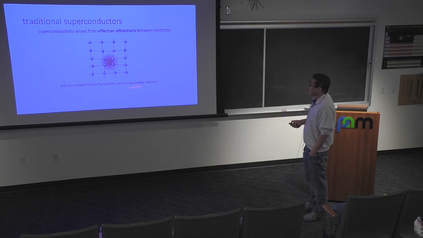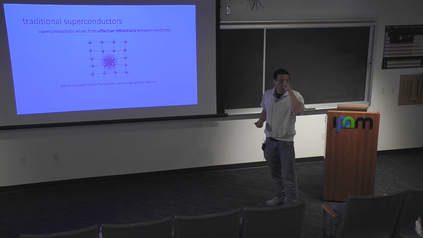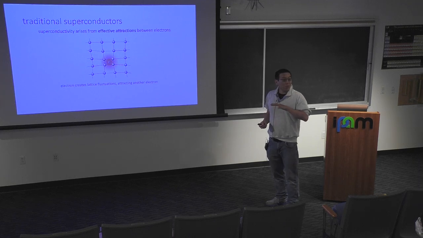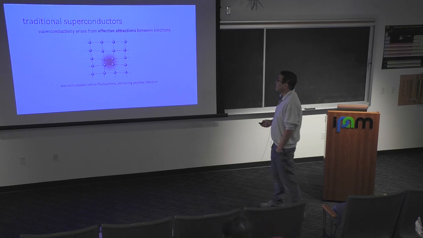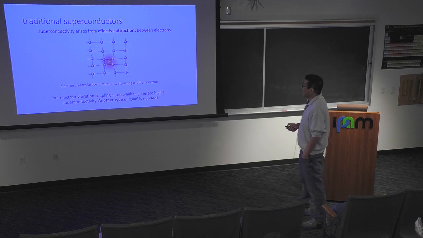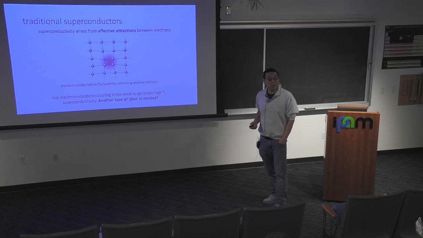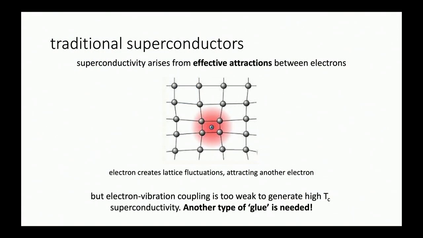So this picture all works very well, and it can generate an effective attraction, but it's a very weak attraction, and so it doesn't survive thermal fluctuations beyond a very low temperature. And so that's the basic problem with the high-temperature superconducting materials. Although we know there should be some kind of effective attraction generating this phenomenon, it's clear that at least this type of electron-phonon or electron-vibration coupling can't be the whole story because it is, in general, very weak. And so another type of glue is needed, and what that kind of glue is unclear.